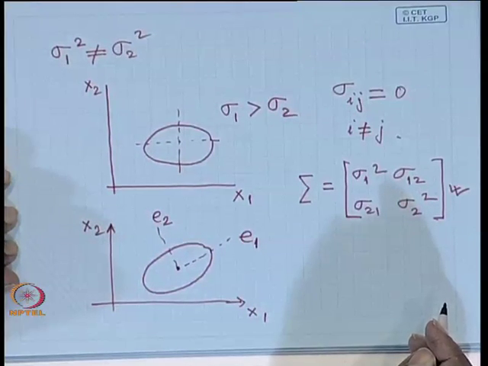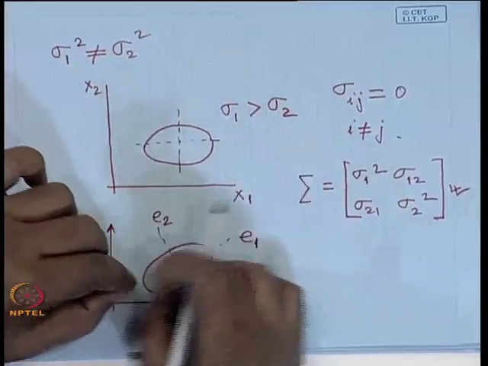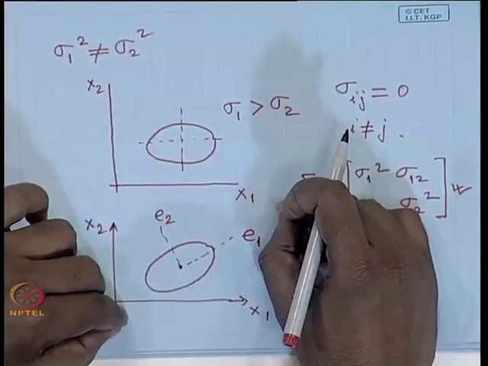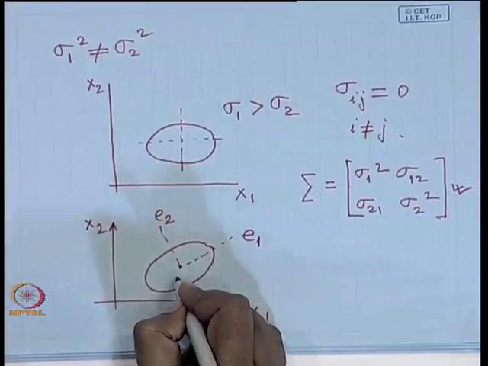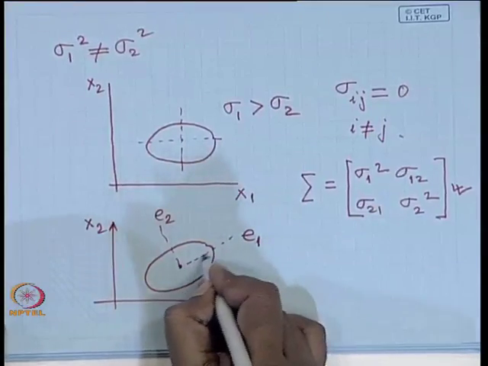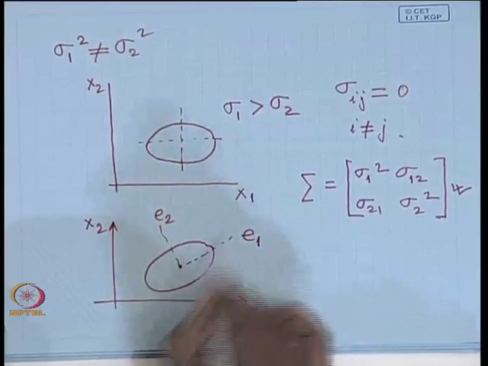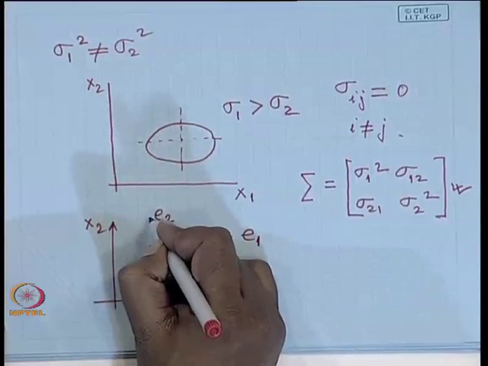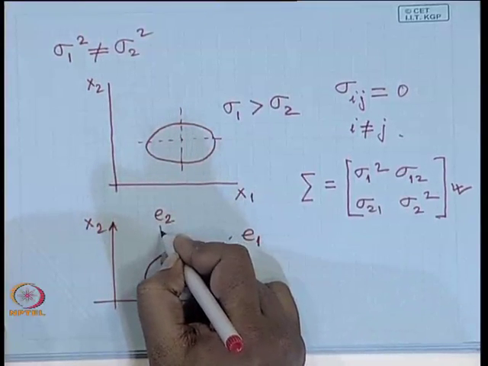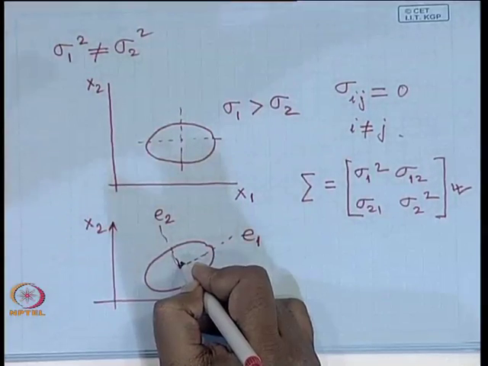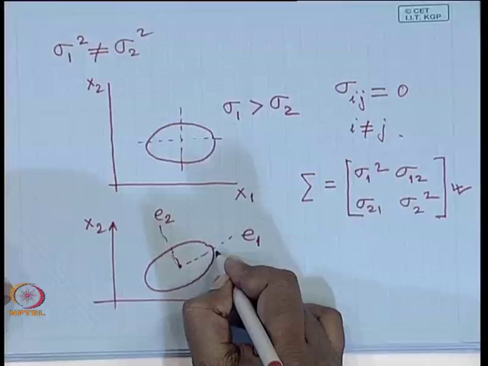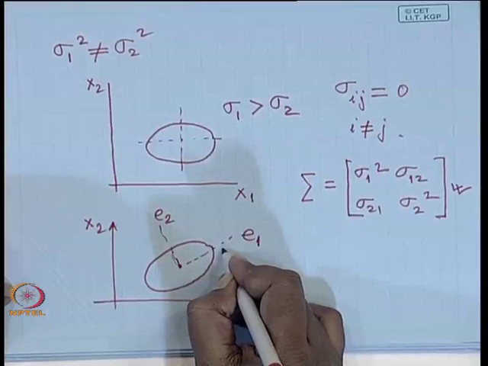And as I said, these directions actually tell you how the points are distributed. I will have maximum density around the mean. As I move along this direction, the density will go on reducing. As I move along this direction, the density will also go on reducing. But here the rate of decrease of the density function will be more, here the rate of decrease of the density function will be less. Is that okay?